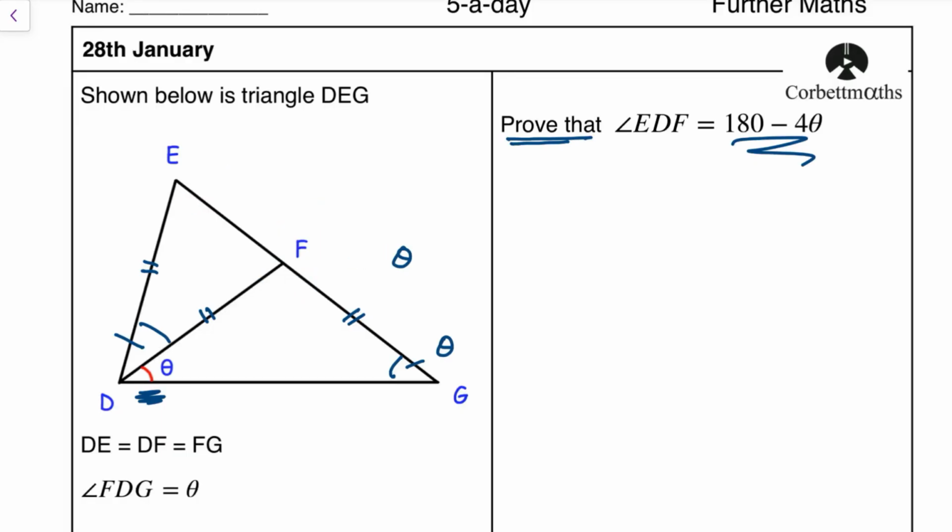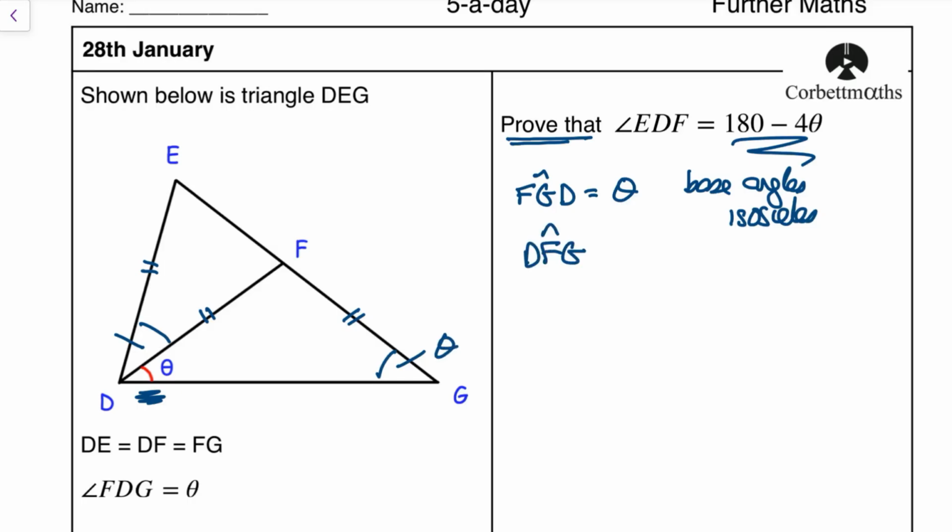So let's talk about how we're going to put all that together. Again, I'm going to give you a really brief version here just for your sanity and mine. I would write that angle FGD is equal to theta, and you need to say base angles of an isosceles triangle are equal. So let's write that in. Then I would say angle DFG is equal to 180 minus 2 theta, because angles in a triangle total 180. Don't draw a triangle in your exam. Let's write this in as well, 180 minus 2 theta.